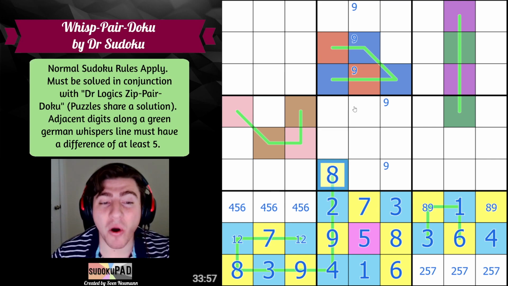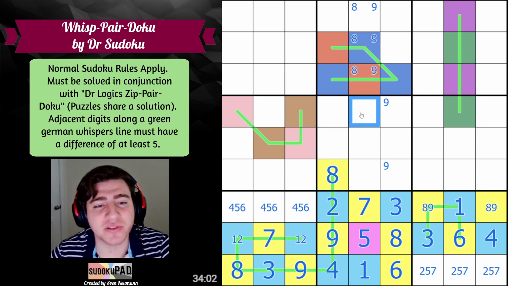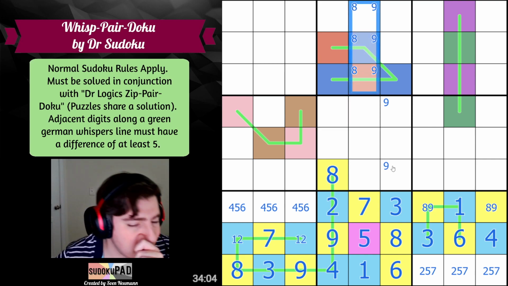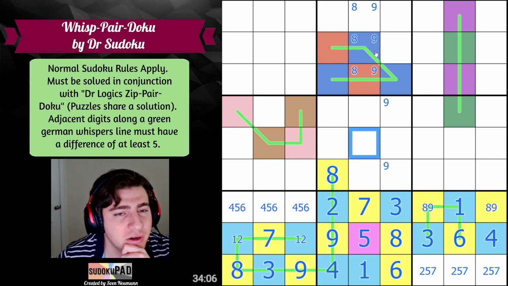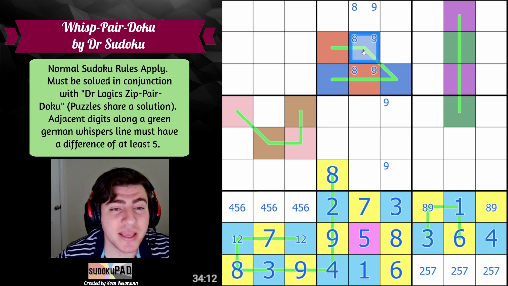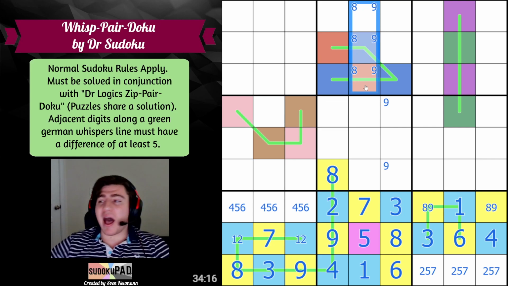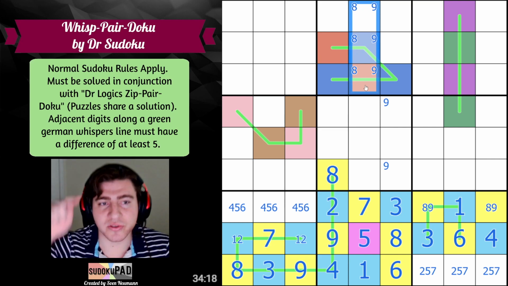Oh, 8 now also has to go in the center of box 2 there. What does that mean for this? If this was one, this would have to be. That does tell me something, so I'll tell you this. In box 2, I know that cells, what is it?